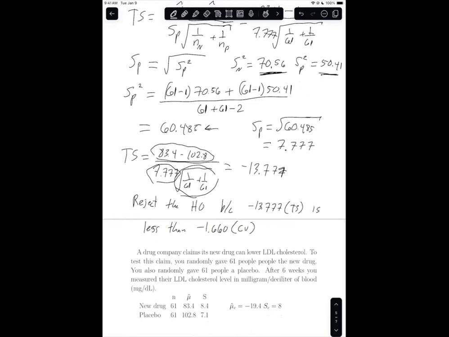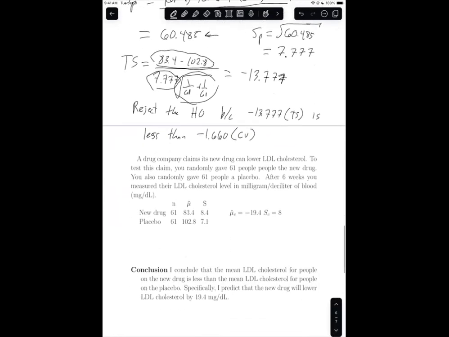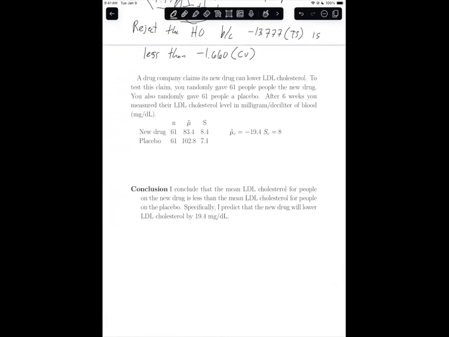And we decided to reject the null hypothesis. And so now we can get to the conclusion. I first am concluding that, and when I look here to here, that is the alternative hypothesis in English. We rejected the null hypothesis, so we're going to conclude the alternative. So really, we said less than. If somebody said, hey, I conclude that the mean LDL cholesterol for people on the new drug is less than the mean LDL cholesterol for people on the placebo, you'd follow that up with, well, how much less is it? And that's where the specifically part comes in.